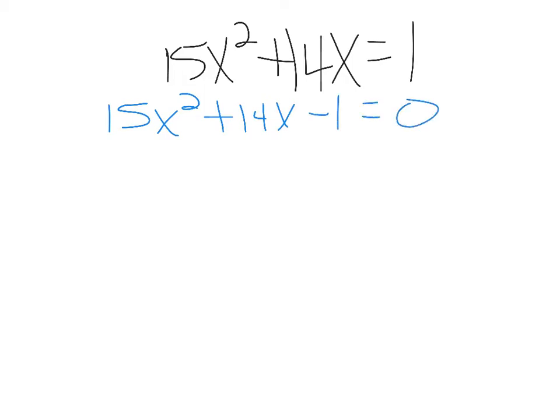Now I'd factor my trinomial using my diamond method. So I'd multiply together a and c, 15 and negative 1 to get negative 15, and my value for b is 14. I want to find values that multiply to negative 15 and add to 14. If I multiply 15 and negative 1, they multiply to negative 15 and add to 14. So that's my pair of numbers that I would use.